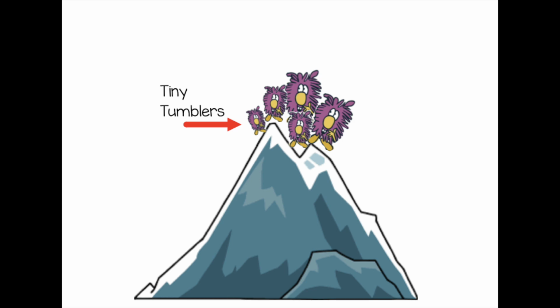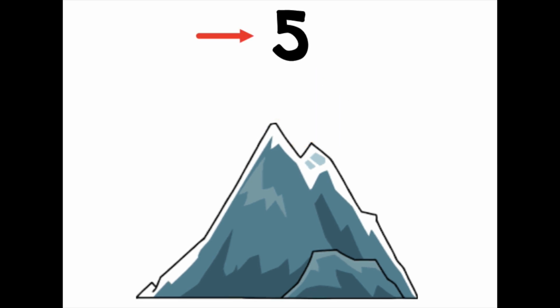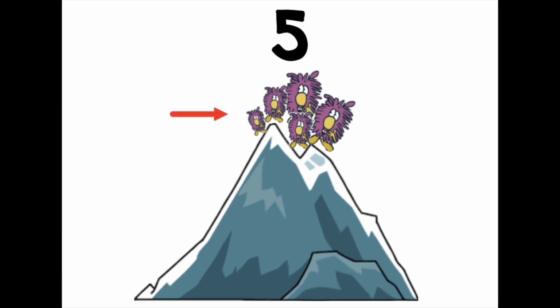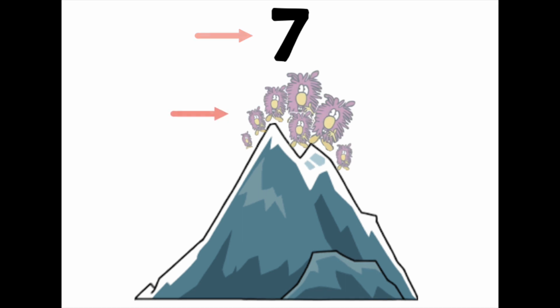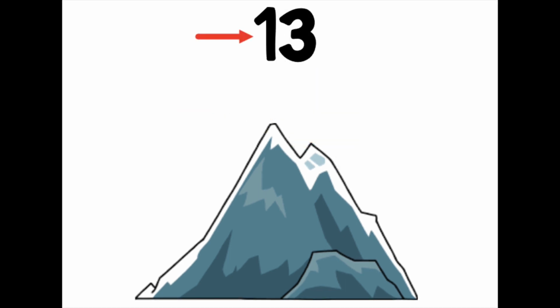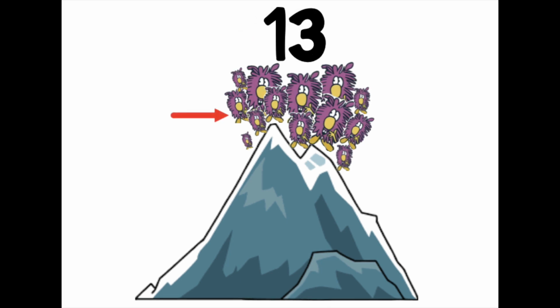And on top of every math mountain, there is a number, and that number tells how many tiny tumblers live on that math mountain. So if there is a 5 above the mountain, there are 5 tiny tumblers. And if there's a 7 above the mountain, there are 7 tiny tumblers. And if there's a 13, there are 13 tiny tumblers that live on that mountain.